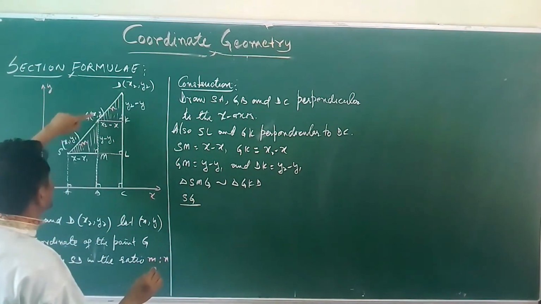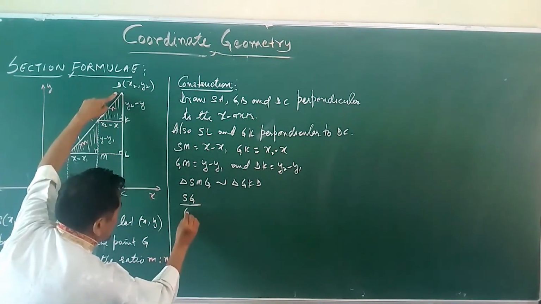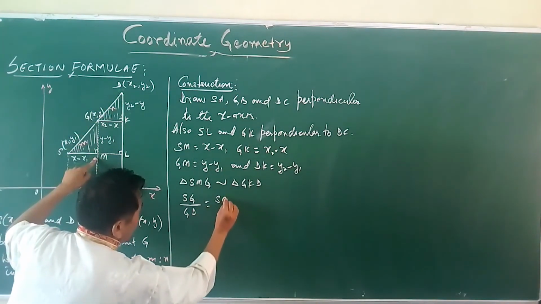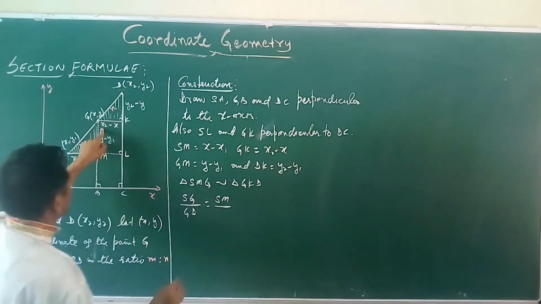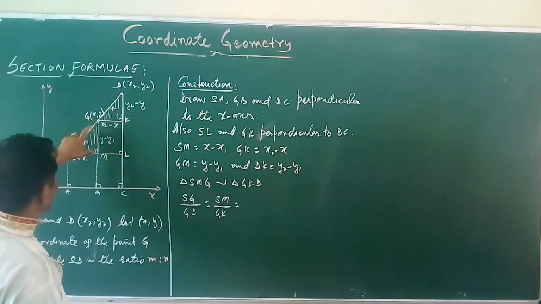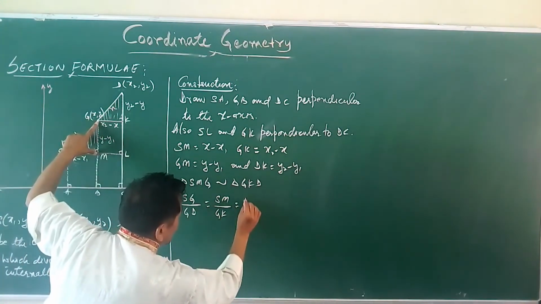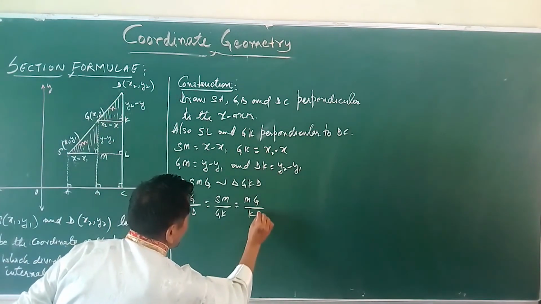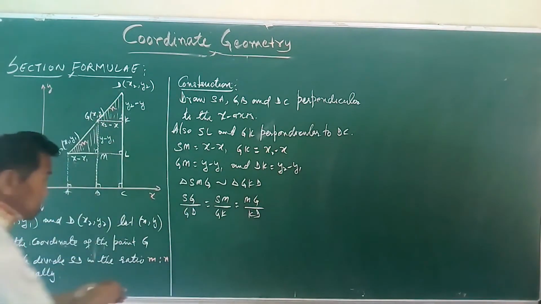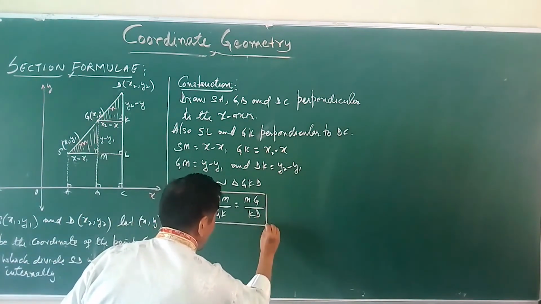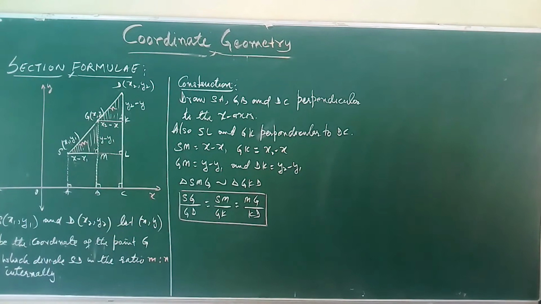SG divided by GD is equal to SM, take it to the G gauge. And also MG instead of KD. All the current similar triangle, the case over there. Similar triangle, corresponding side ratio.